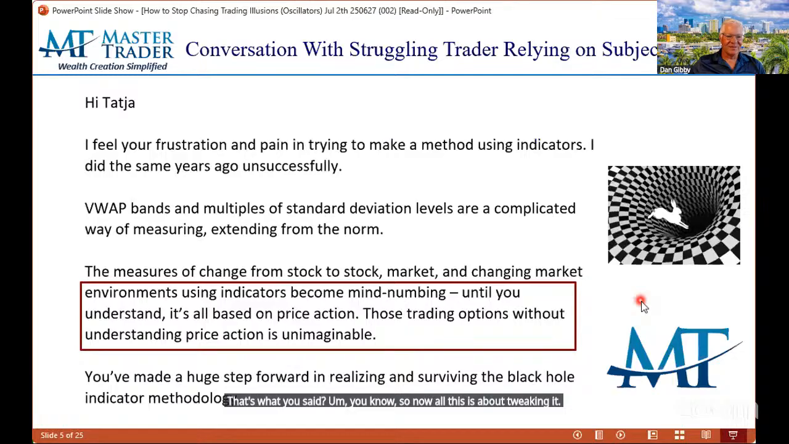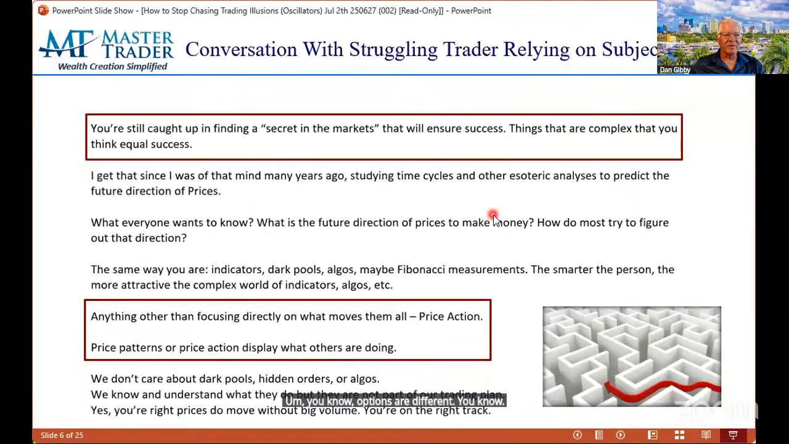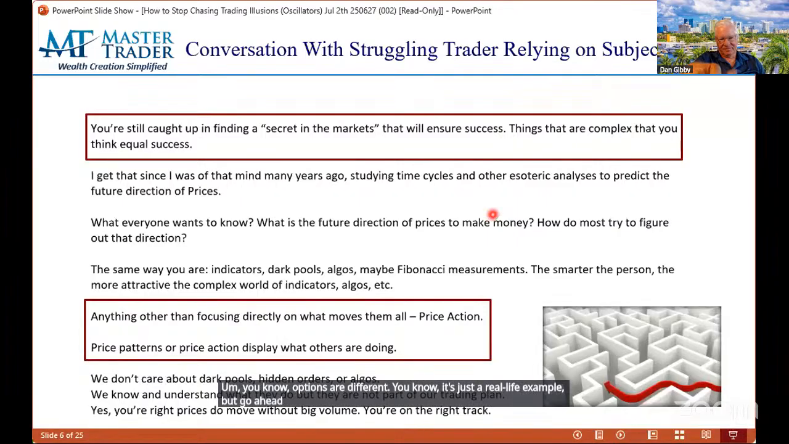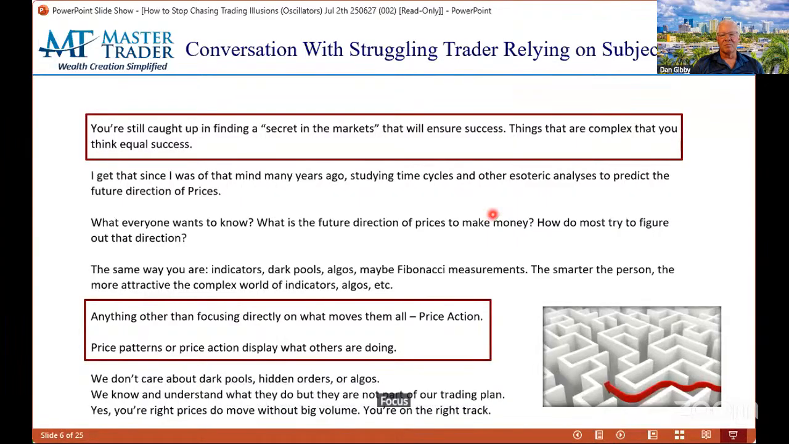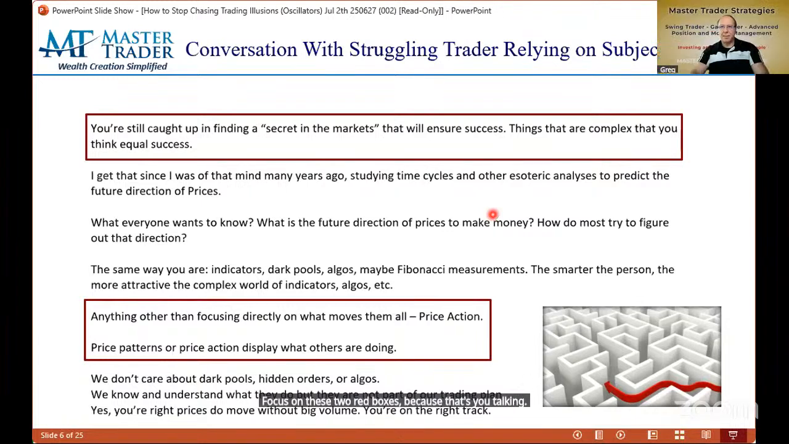So now all this is about tweaking it. And so this is your continued response. Indicators are mind numbing until you understand it's all based on price action. Options are different. It's just a real life example, but go ahead and focus on these two red boxes because that's you talking. One second, I'm answering. I can talk.